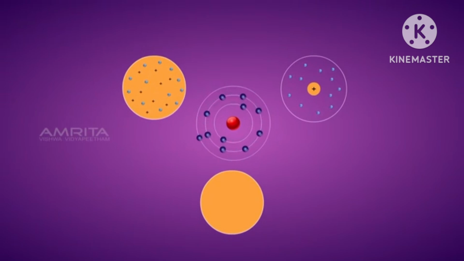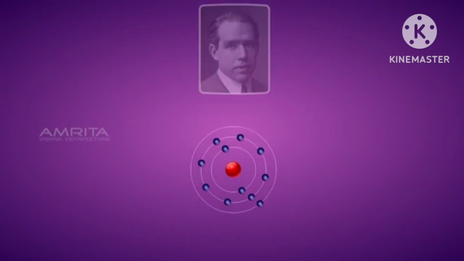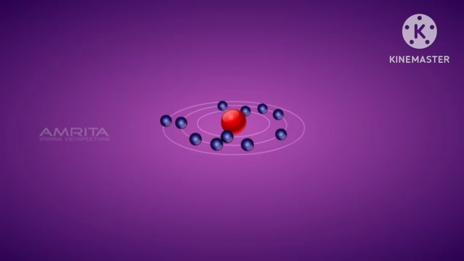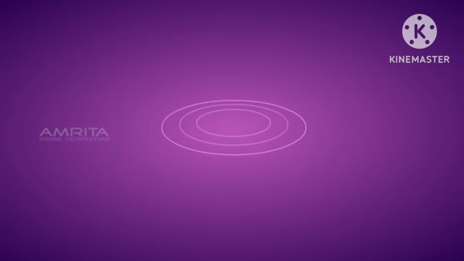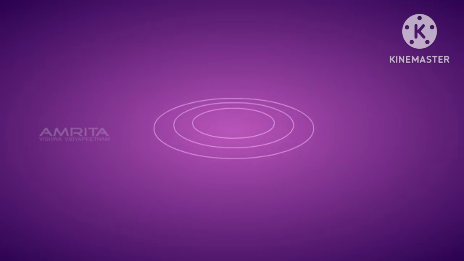To overcome the objections against Rutherford model of atom, Niels Bohr in 1913 proposed a new atom model. What does this model propose? It first proposes that electrons revolve around the nucleus in specific orbits, and these orbits are associated with definite energies and are called shells or energy levels.